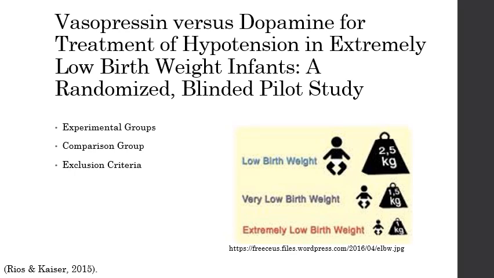The second group also consisted of 10 extremely low birth weight infants that were hypotensive, but they were treated with dopamine. Finally, the comparison group consisted of 50 extremely low birth weight infants that had normotensive blood pressures and therefore did not require vasopressor support. For both experimental groups, infants were only included if they were born at less than or equal to 30 weeks gestation and less than or equal to 24 hours old when they received their first dose of either vasopressin or dopamine.